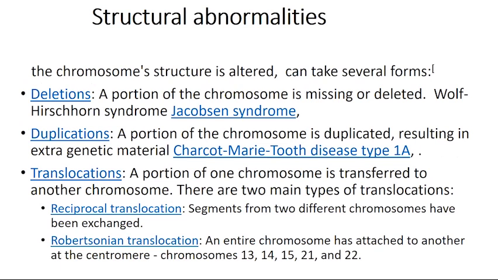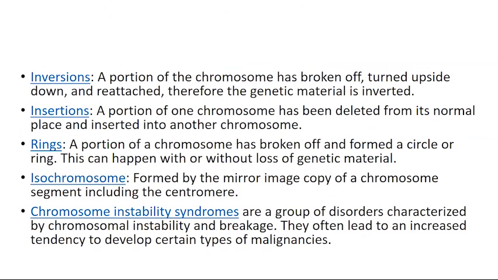Deletion, a portion of the chromosome is missing. Duplication, the material of the chromosome is duplicated. Translocation, that is one chromosome portion is transferred onto another chromosome. Segments of 2 different chromosomes can be exchanged, or an entire chromosome has shifted onto another one. So all sorts of structural abnormalities can be there. There can be inversions. A portion of the chromosome that has broken off turns upside down. One part of the chromosome breaks off and attaches to the other chromosome, but in the inverted way, that is inversion.